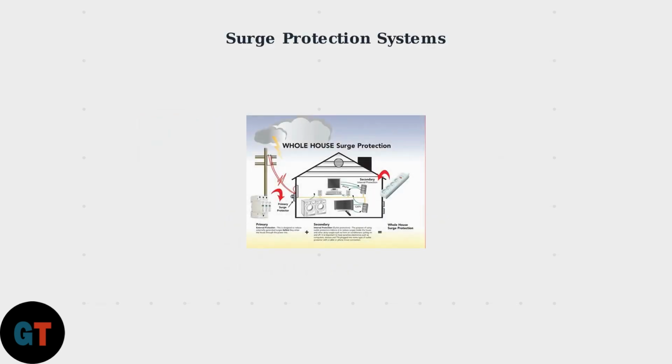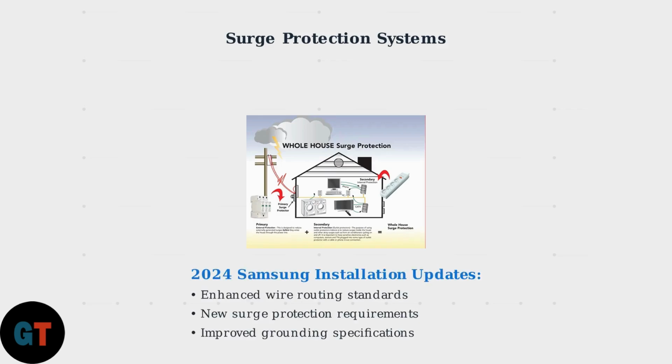Surge protection is particularly critical. Here's how whole house surge protection works to prevent E1 errors caused by electrical interference and power fluctuations. Samsung updated their installation guidelines in late 2024, emphasizing proper wire routing and enhanced surge protection requirements. These updates directly address the root causes of E1 errors in modern installations.